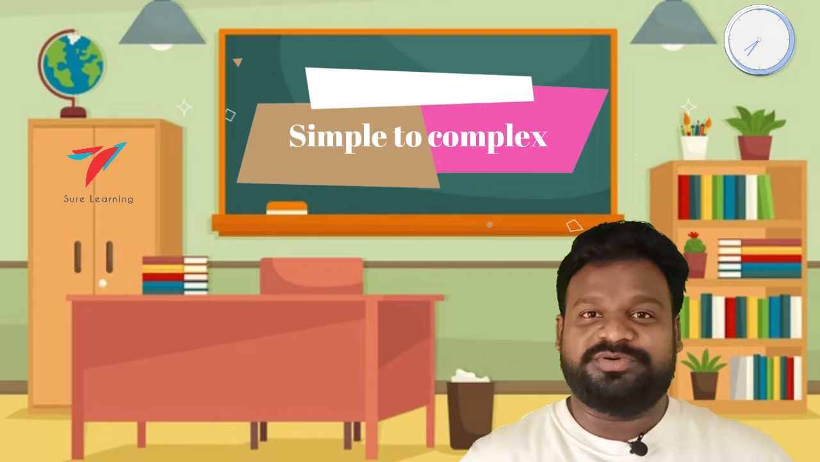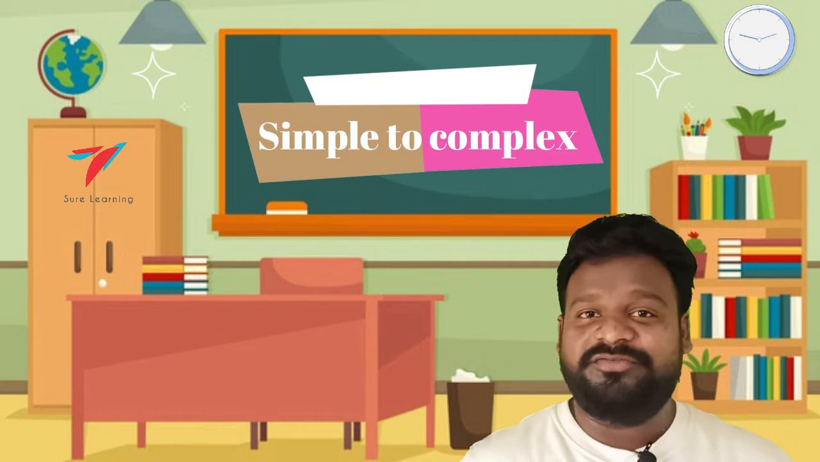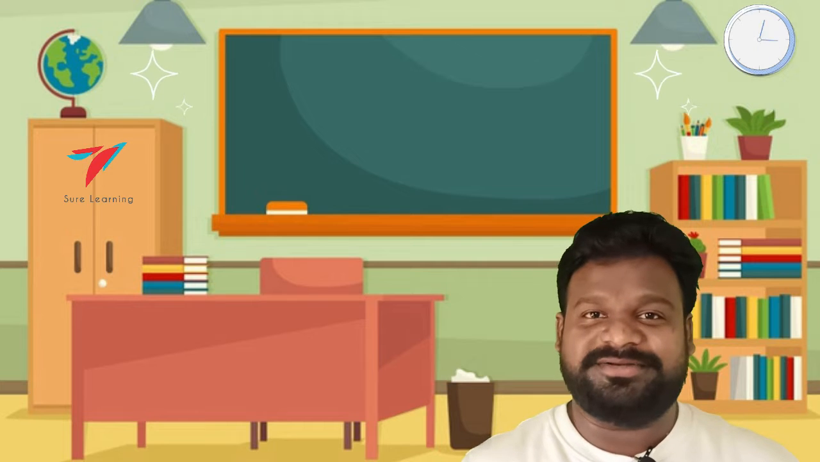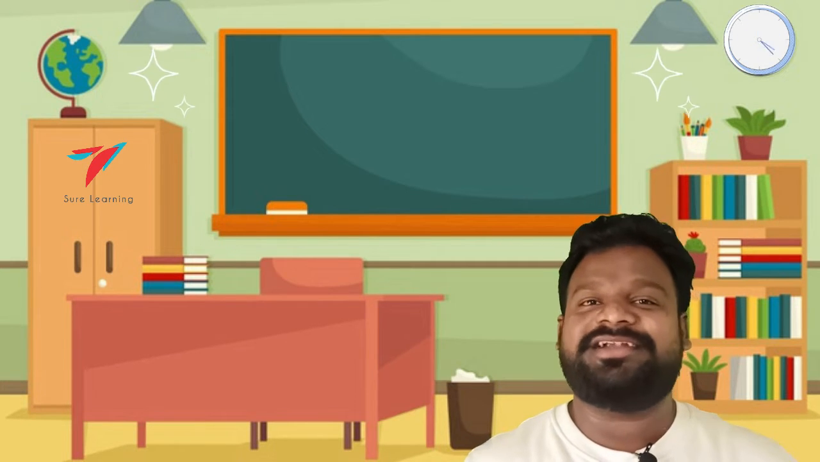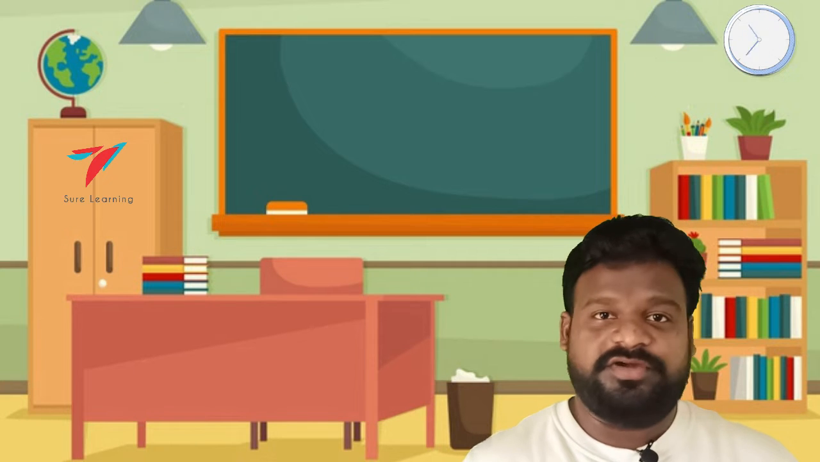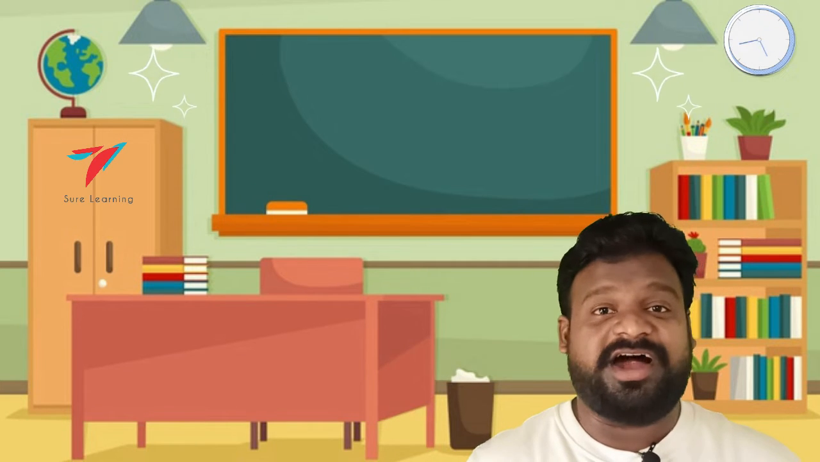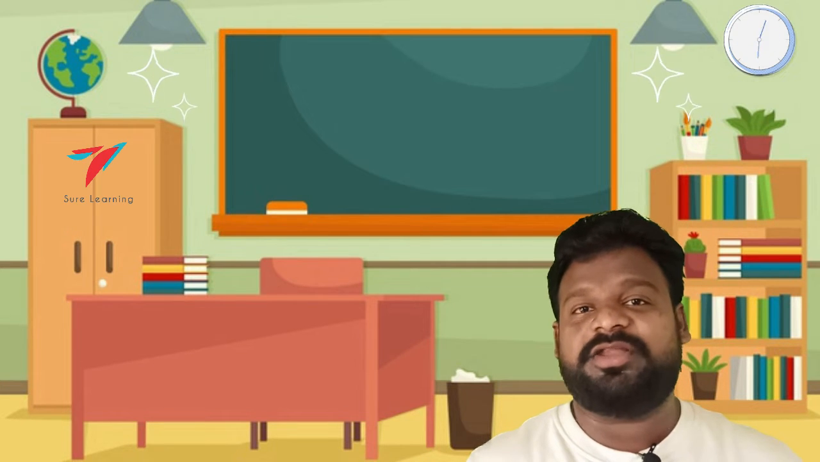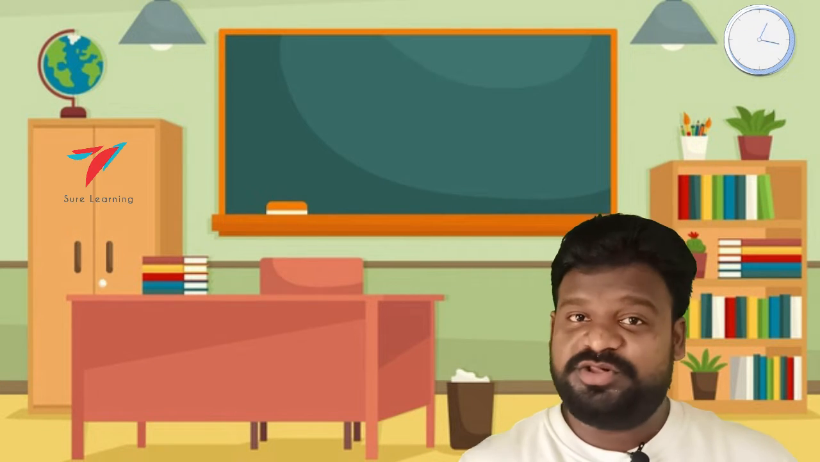Technique number 2. Simple to complex. The idea of simple to complex can be compared with climbing a mountain. We all have to reach the top but start at the same place, that is the bottom. So in this strategy, we have to use the same concept. Start by asking a simple question first, then slowly we can increase the level of the questions. Students will show increased participation in this method.